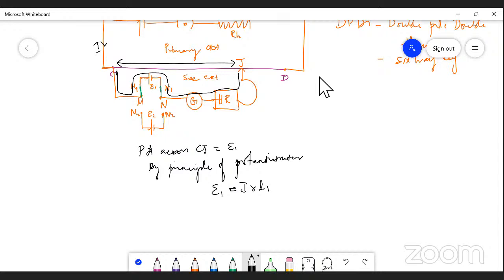What is R? R is the resistance per unit length of the potentiometer wire.